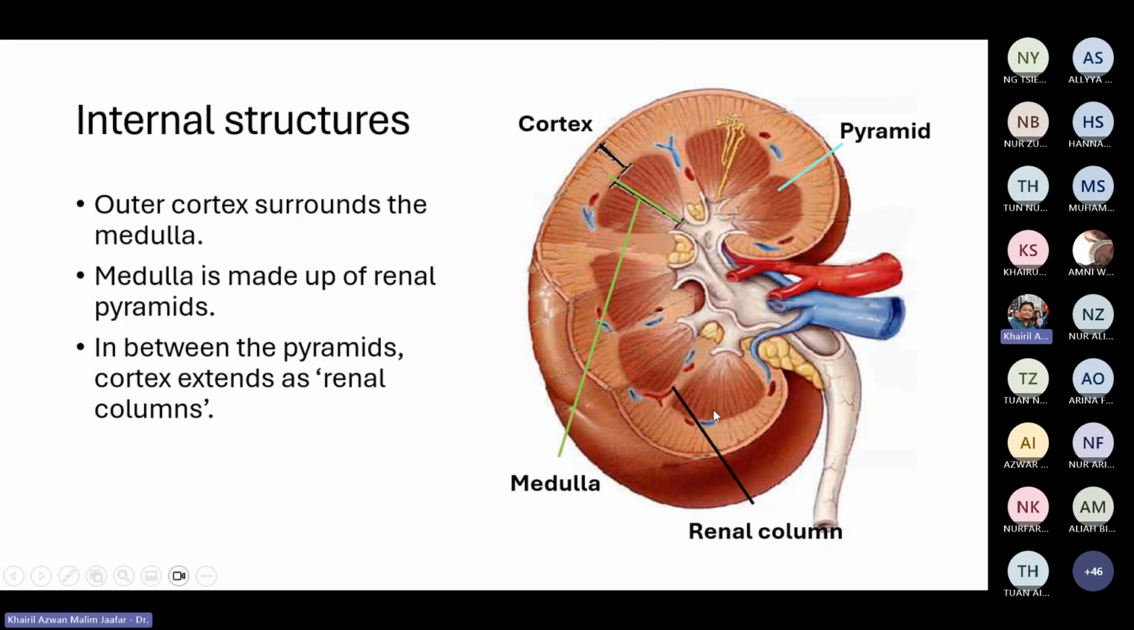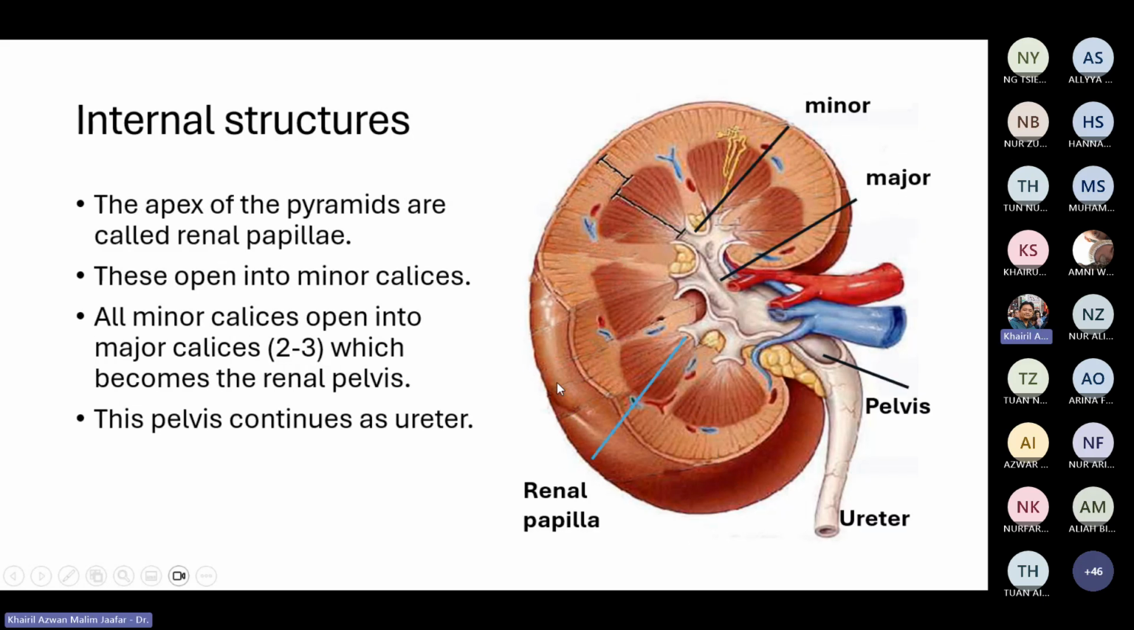Internal structure also is important. We have the cortex. The medulla is made up of renal pyramids. In between the pyramids, we have the renal columns. The apexes of the pyramids are called renal papillae. So this is the flow of the urine. In the cortex, there are mainly the renal corpuscles, where the urine is produced or filtered. Then it goes into the pyramids, and from the pyramids to the renal papillae and into the minor calyces, then major calyces, and finally into the pelvis.